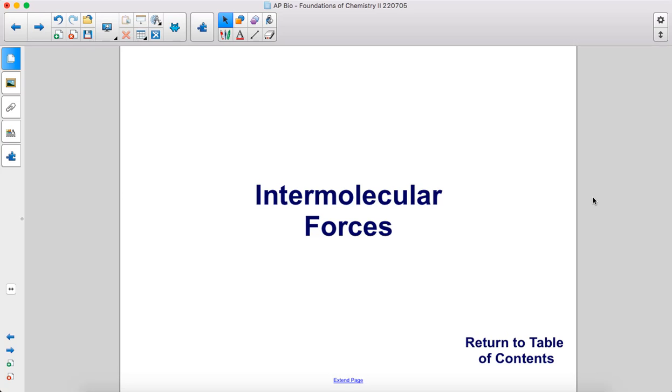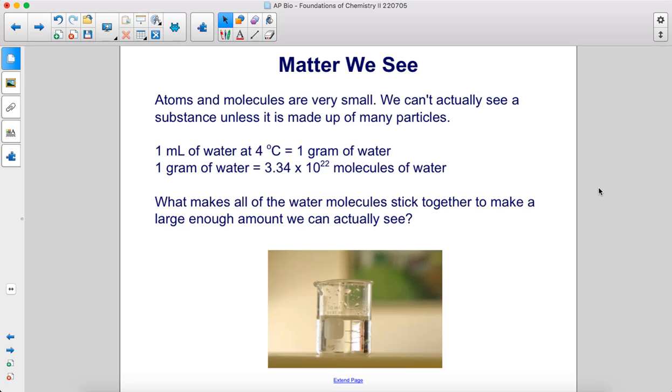Intermolecular forces. Atoms and molecules are very small. We can't actually see a substance unless it's made up of many particles. 1 ml of water at 4 degrees Celsius is equal to 1 gram of water. 1 gram of water has 3.34 times 10 to the 22nd molecules of water.